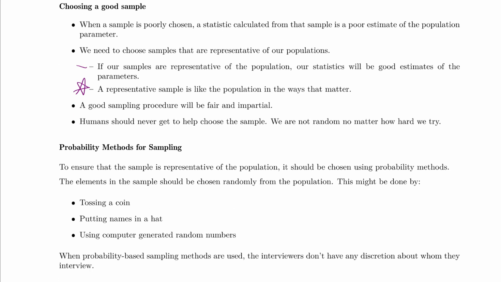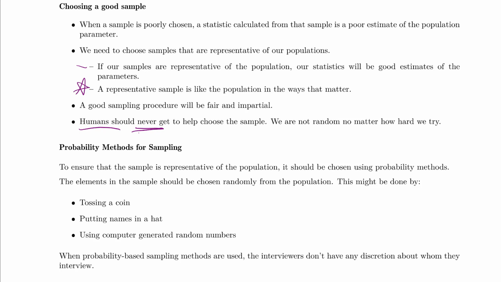We want to make sure that our sampling procedures are fair and impartial, because humans should never get to help choose the sample. No matter how hard we try to be random, we are never good at being random. So humans just always introduce bias. We don't want the humans to be able to choose the sample. We want to use random chance to choose samples.